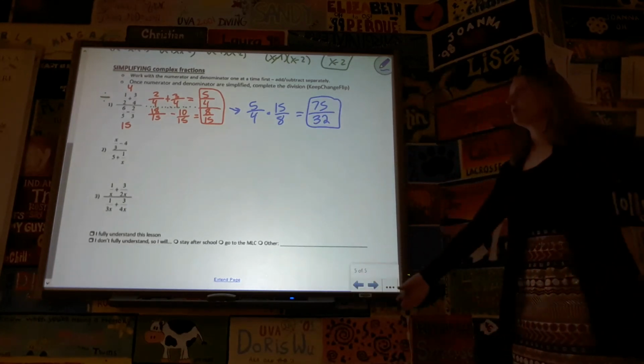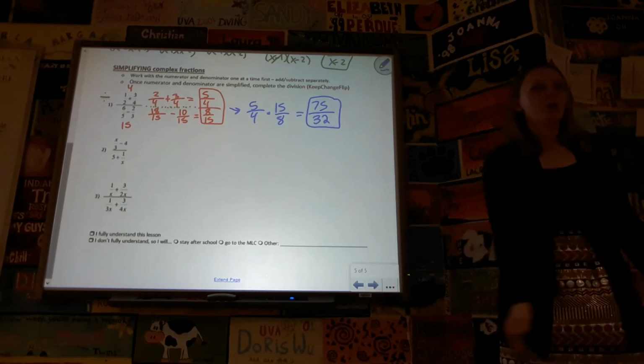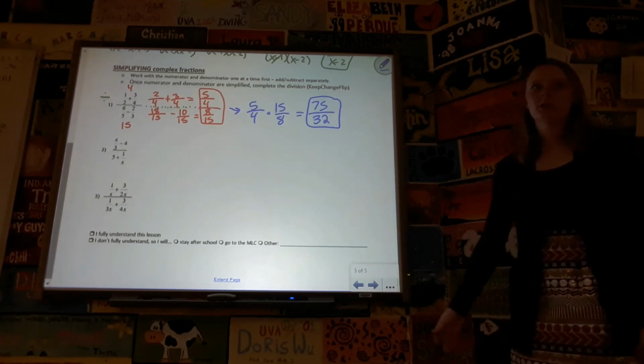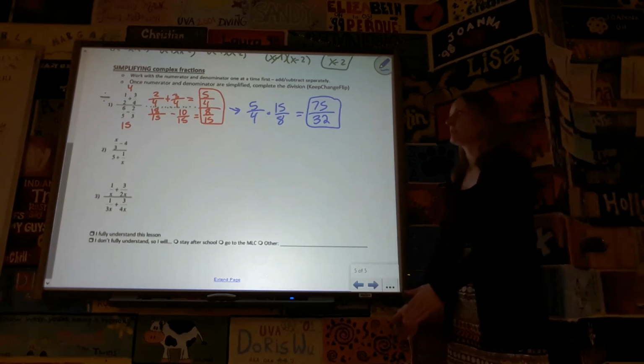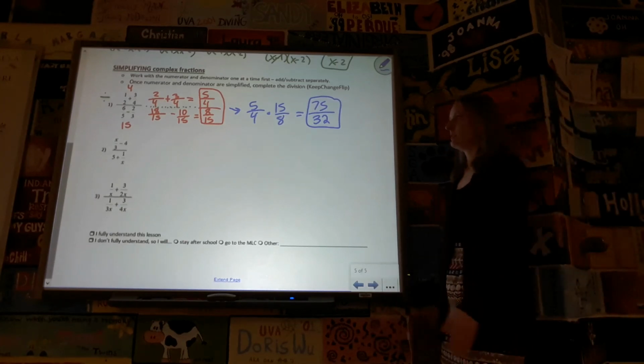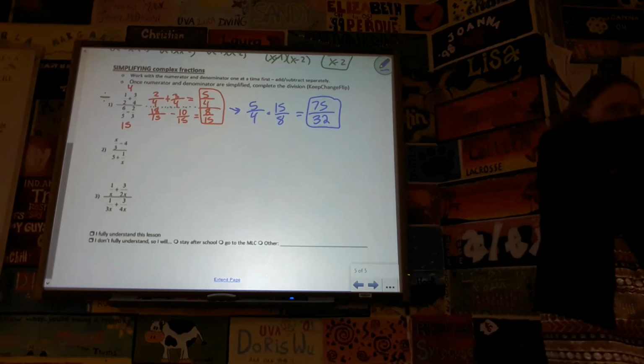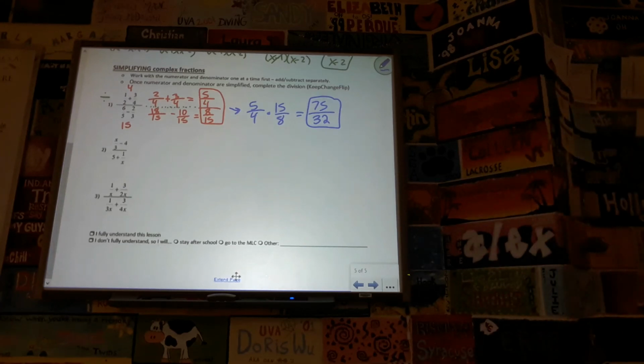If they ask you for restrictions for this one, you would say there were none because there are no variables. You only have restrictions if you have variables in the denominator. This one does not have any restrictions. Alright, let's keep on going.